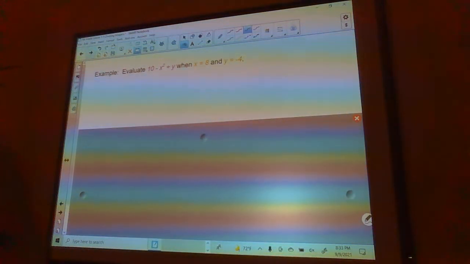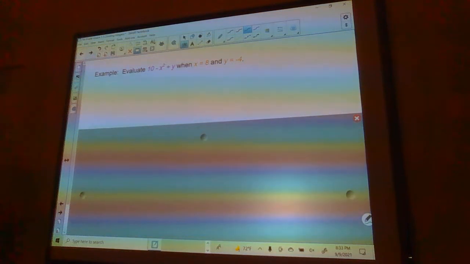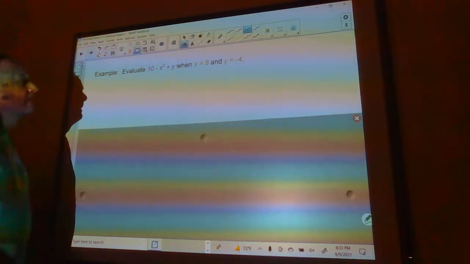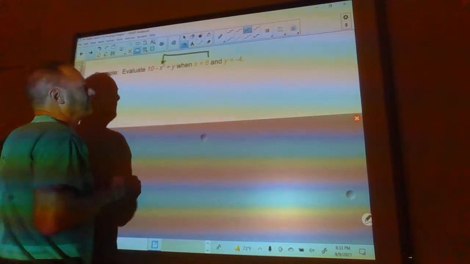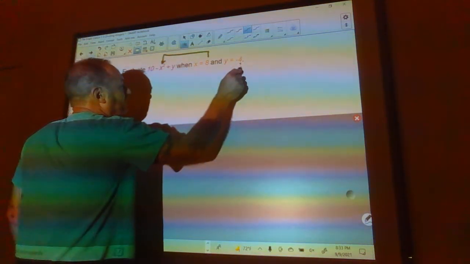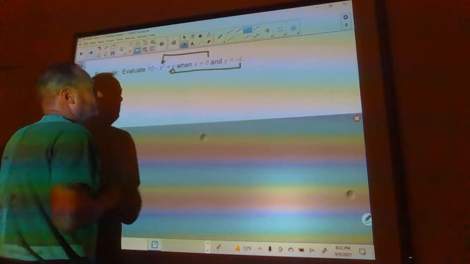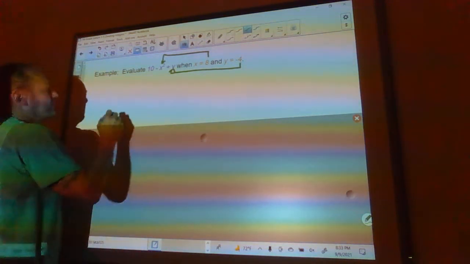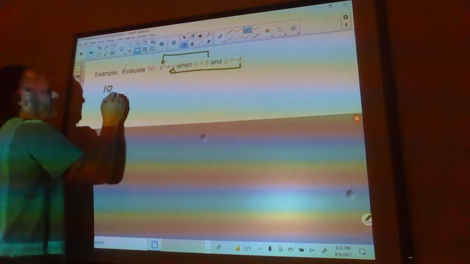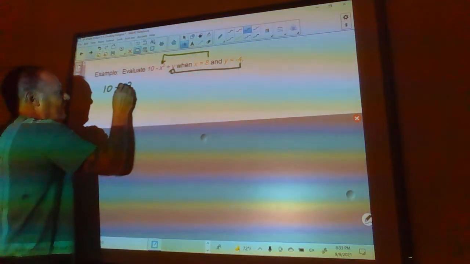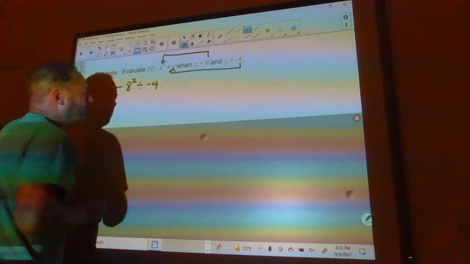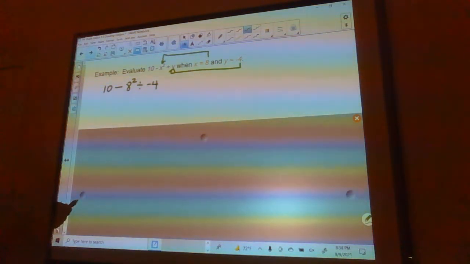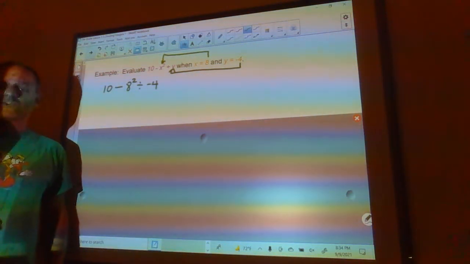Okay, what about this thing? 10 minus x squared divided by y. x is going to be 8, so I have to take 8 and substitute it in here. y is going to be negative 4, so I have to substitute that in here. So I'm going to rewrite this problem as 10 minus 8 squared divided by negative 4. Now I need to make sure that I do my order of operations correctly.